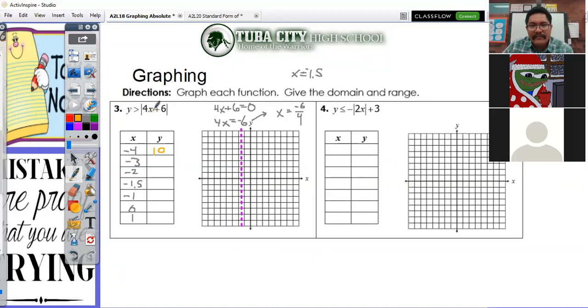4 times negative 3. So 4 times 3 is 12, but it's going to be negative 12. Negative 12 plus 6 is going to be negative 6, but I'm going to have to take the absolute value of it. So it's going to become positive 6. And then for this one here, I have negative 2. So 4 times negative 2 is negative 8. Plus 6, that would be negative 2. But then I'd make it positive, so it'd be positive 2.